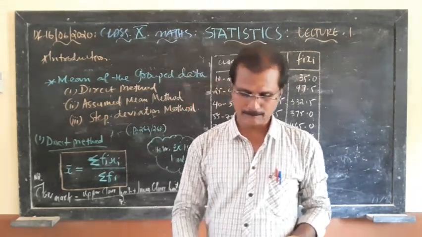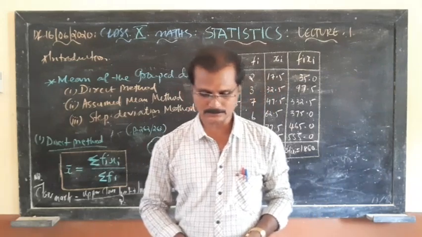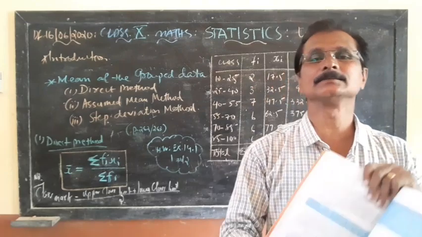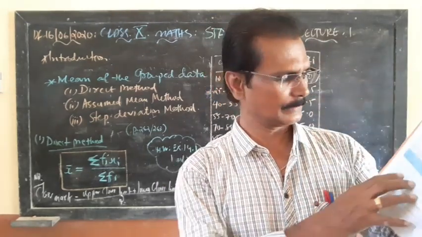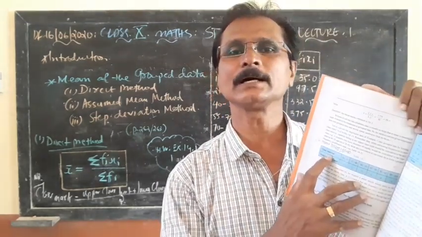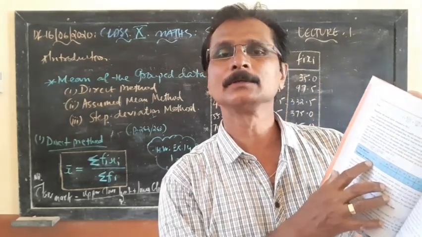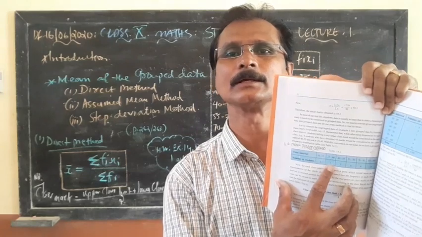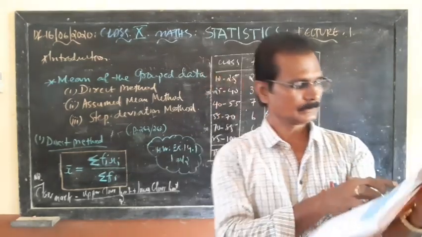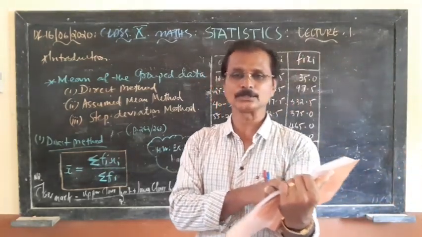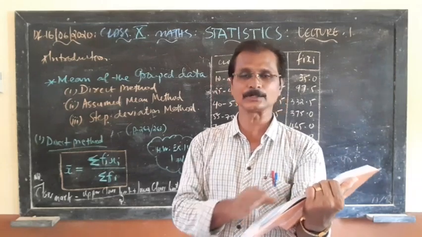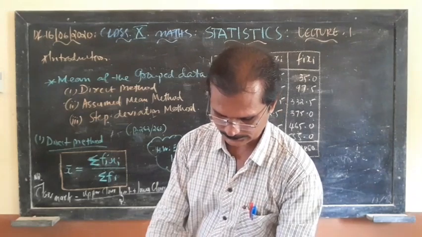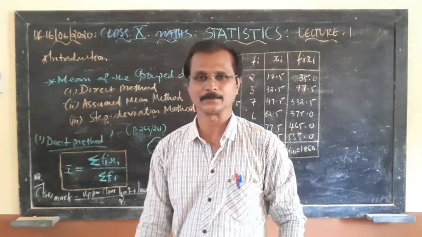And number of students. You can see the table here. Class interval is given and here is the number of students. So this is our frequency. Now class interval 10 to 25, 25 to 40, and just below, the number of students, that's our frequency.